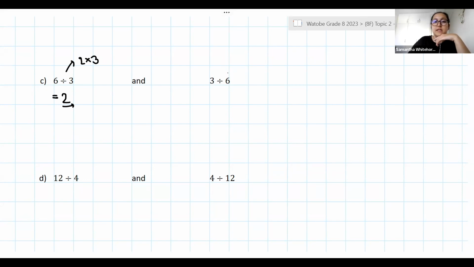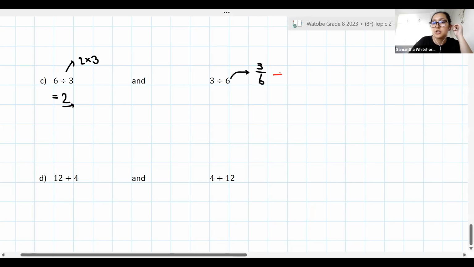Now, if we look at the second one, another way we can write division, we know, is to write it as a fraction. So technically, this is 3 over 6. Now, the reason I'm writing this as a fraction is because we've already had a conversation about how you can simplify fractions. Or last year, if you missed the first few lessons, you would have been told that you always need to simplify your fractions.